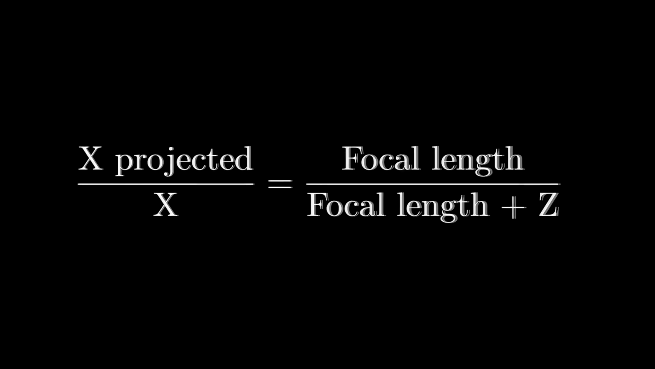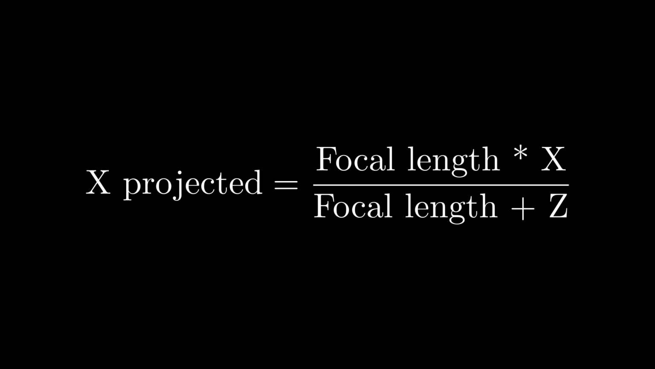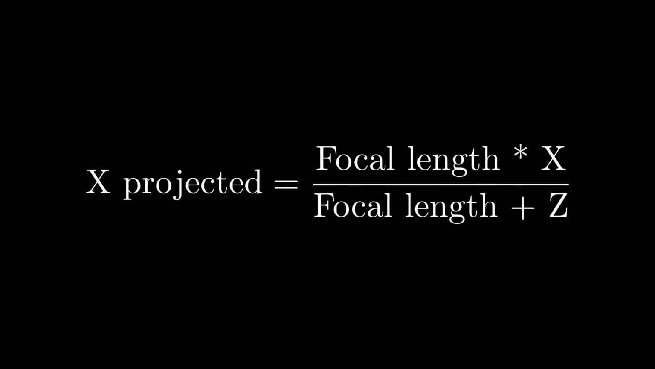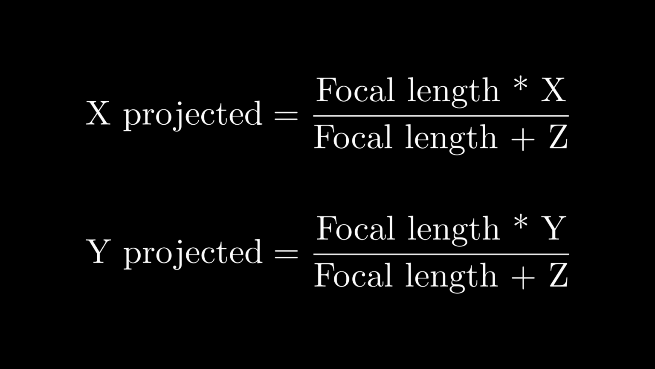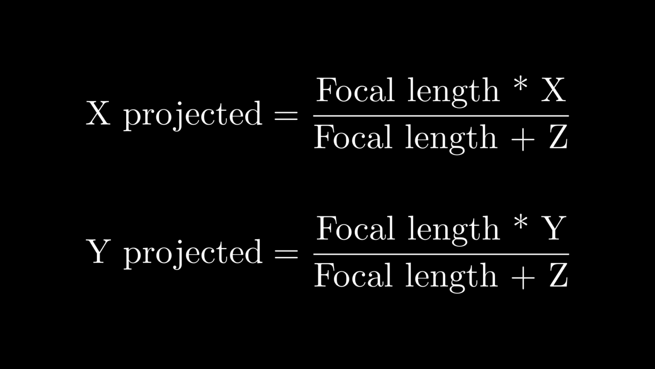Now to solve for X projected, it's pretty easy. We just multiply both sides by vertex X, and there we go. We have an equation for the projected X coordinate. What's even more beautiful is that in this type of projection, the top-down view is completely symmetric to the side view, which means that the equation for the Y coordinate is the exact same thing. Awesome! We now have the equations to go from an XYZ vertex to a projected XY point on the screen.